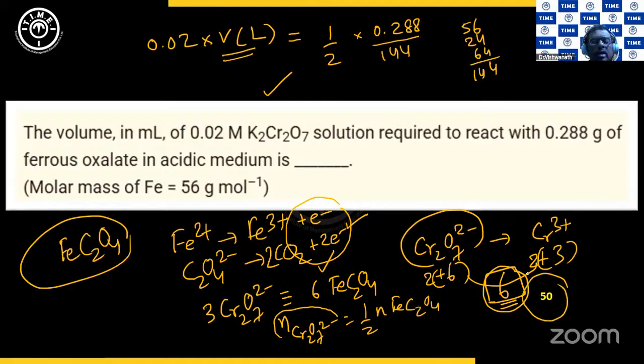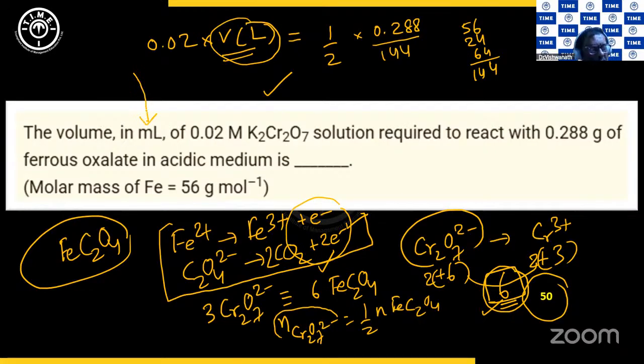Clear? So we've employed here the ion electron method to get the N factor. N factor is the change in oxidation number. Here also the change in oxidation number we have found out. And then we have got this volume as, actually you'll get this as, this is in liters, is it not? But we want it in ml because it is given here already that we need the answer in ml. Clear?